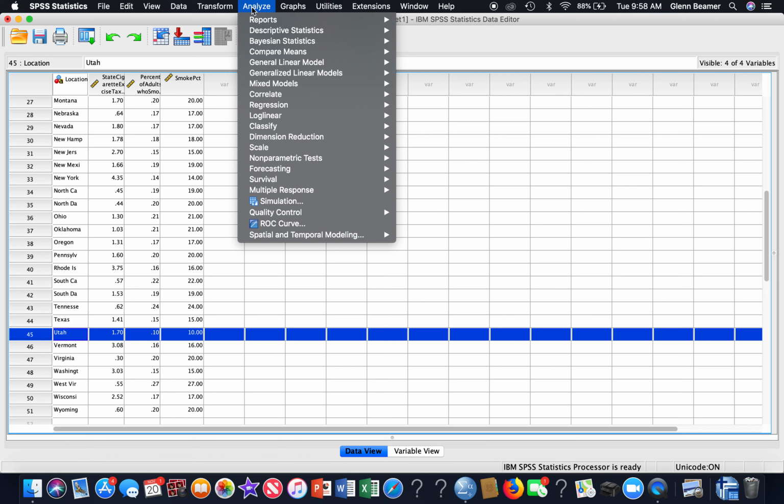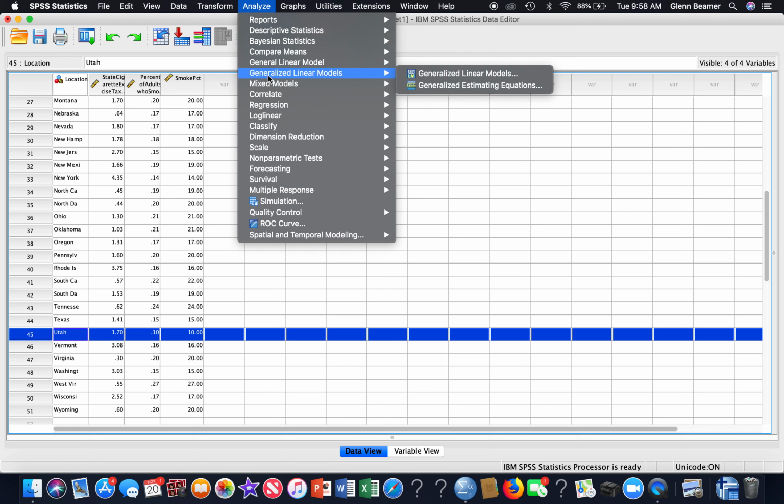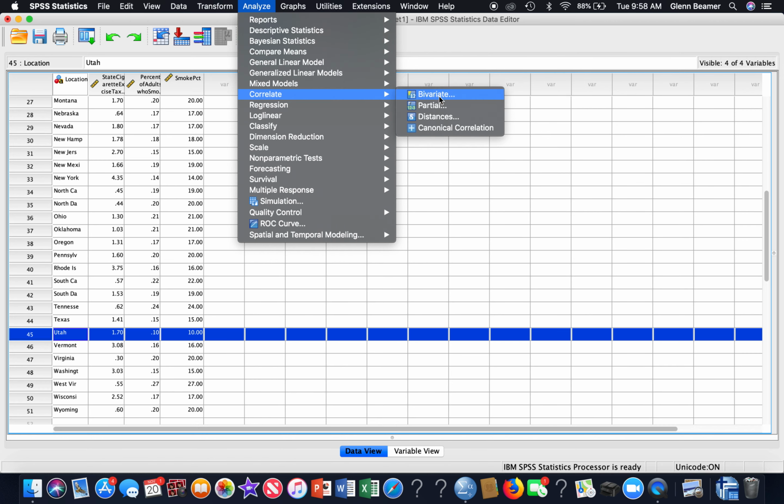Let's go to Analyze and go ahead and do the correlation coefficient, which is Correlate, Bivariate.